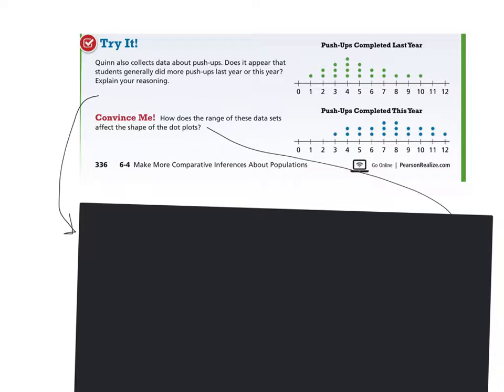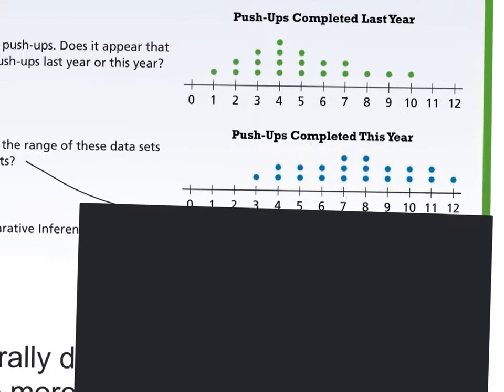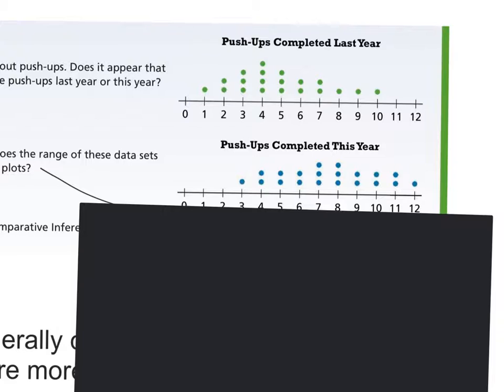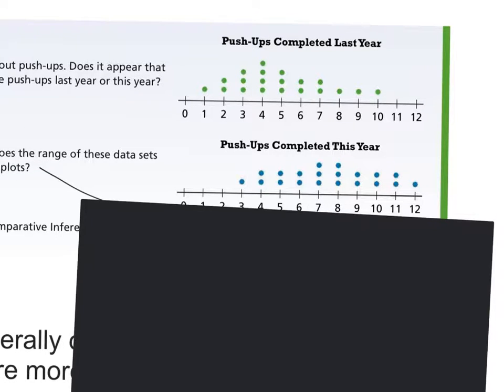We look at the Try It. Quinn also collects data about push-ups. Does it appear that students generally did more push-ups last year or this year? Explain your reasoning. So you might notice again, it looks like we got a little bit more last year towards the low end, this year towards the high end.